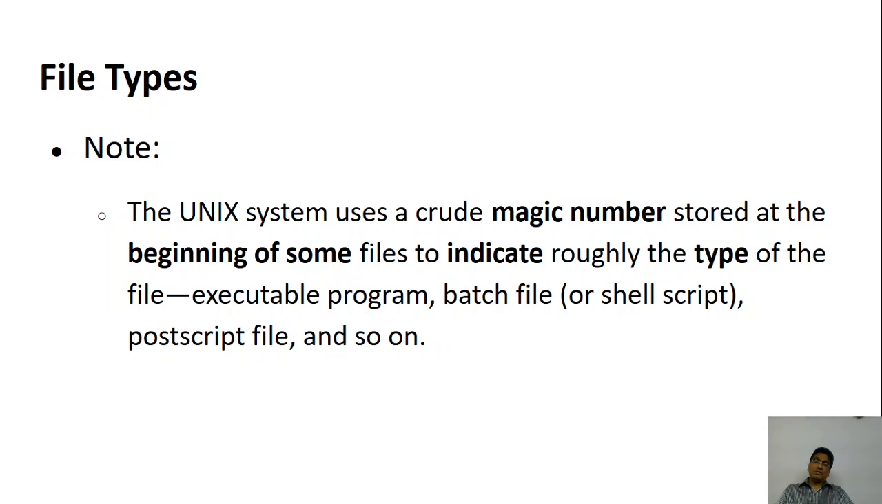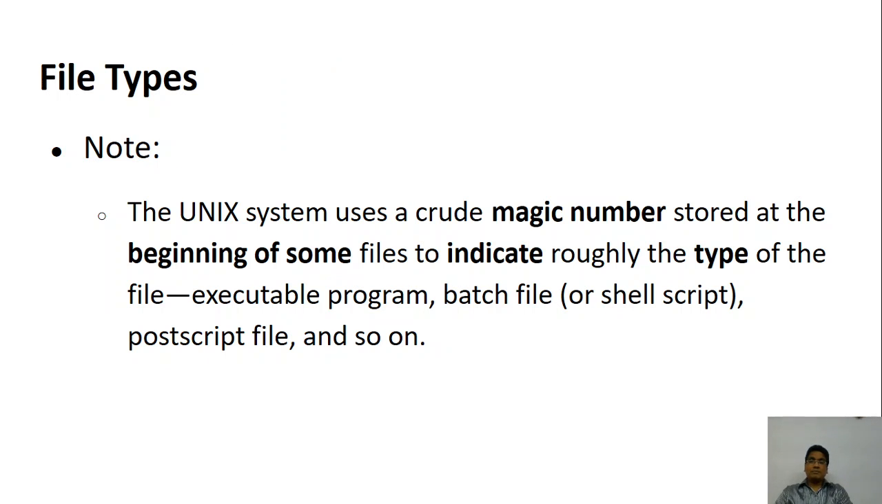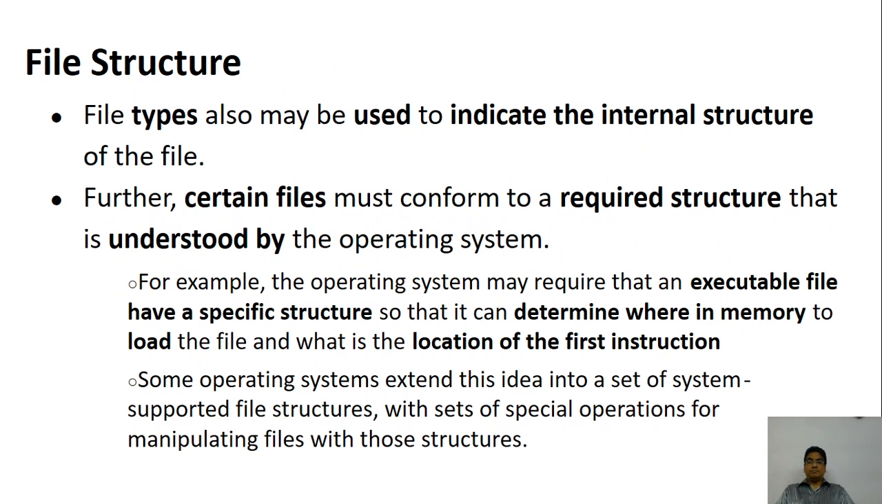When you talk about the Unix file system, I already told you that Unix actually stores something called a magic number inside the file. Inside the file itself it stores some information called a magic number at a particular location. That indicates the type of the file.